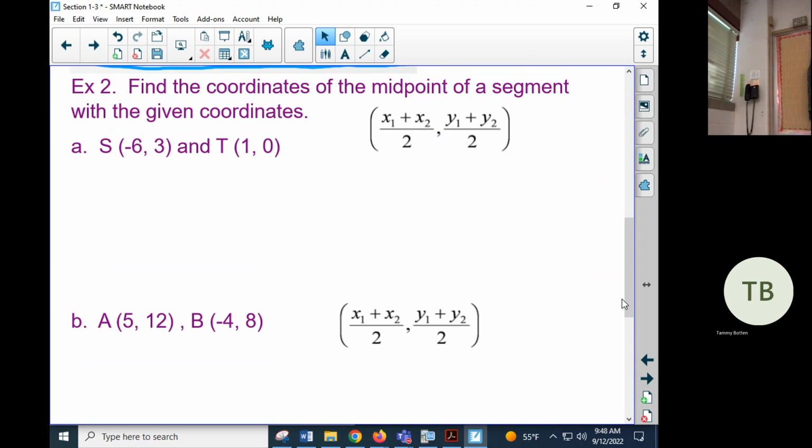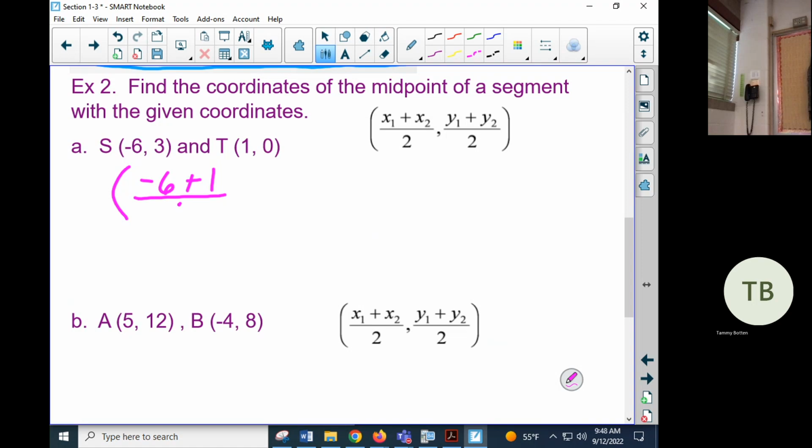So how we do this is we're going to add our 2 X's together. So we're going to go -6 plus 1 over 2. And then we're going to add our 2 Y's together and divide by 2. So we're going to go 3 plus 0 divided by 2.